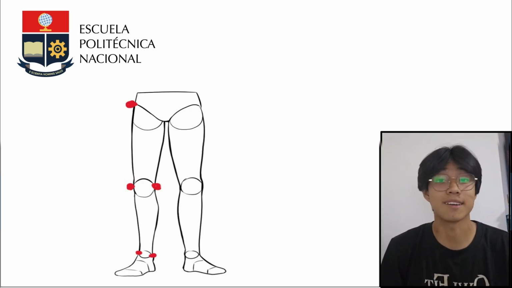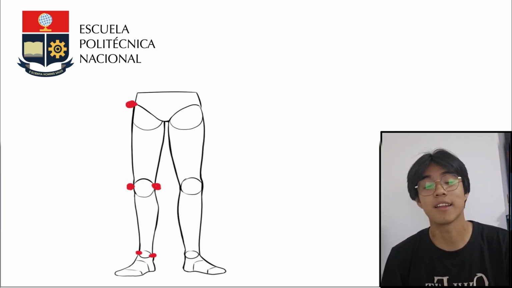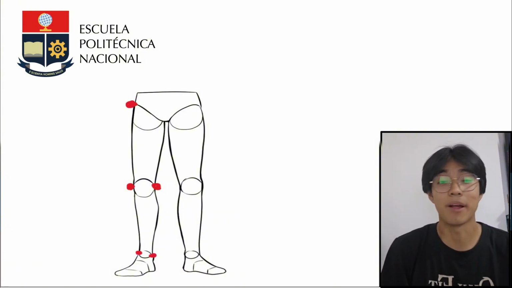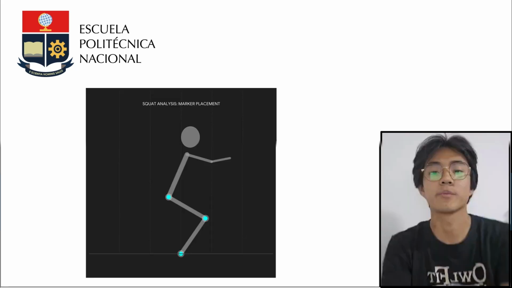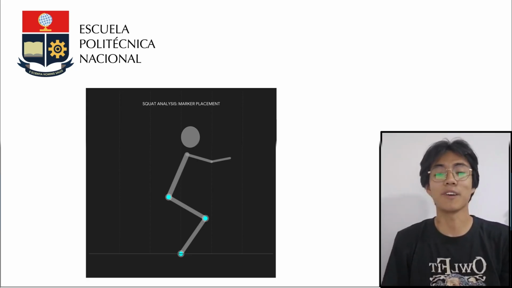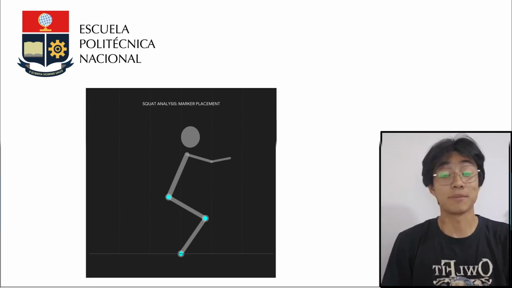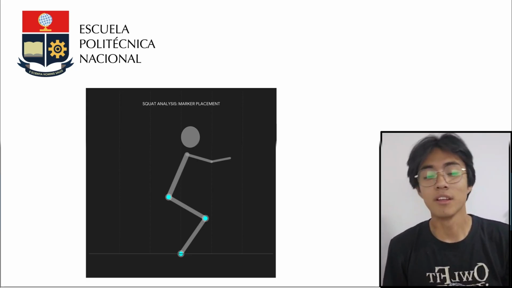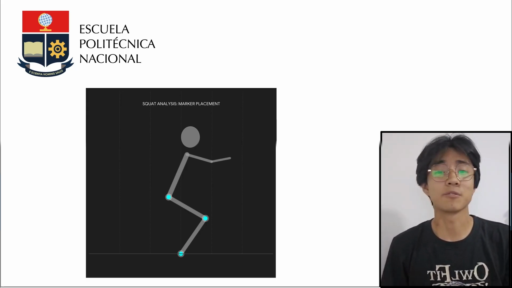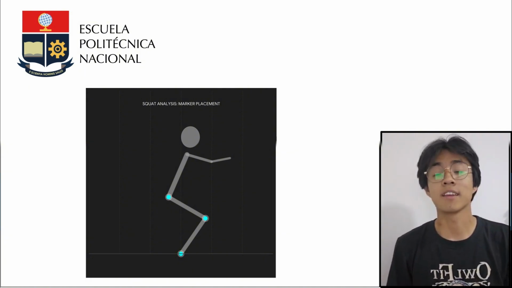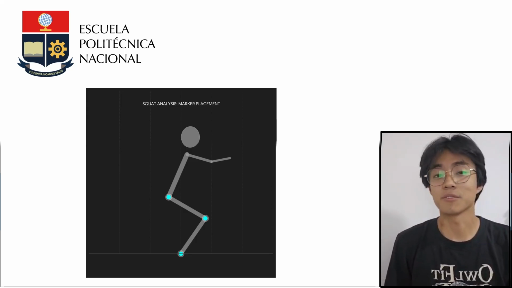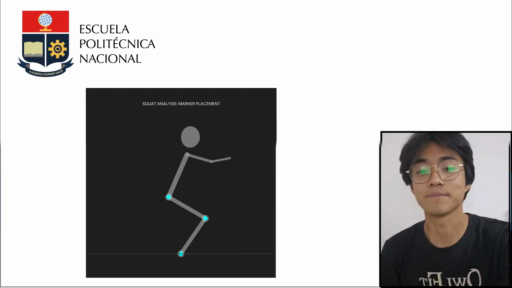Specifically, we located markers on the hip, on the lateral and medial epicondyles of the knee, and the lateral and medial malleoli of the ankle. And why these points? Because they allow us to define the joint centers mathematically. For example, the knee center was calculated as the midpoint between the femoral epicondyles, and the ankle center was calculated as the midpoint between the malleoli.